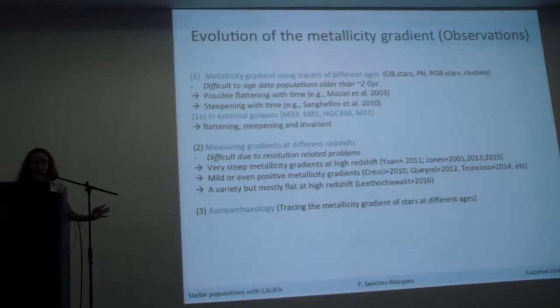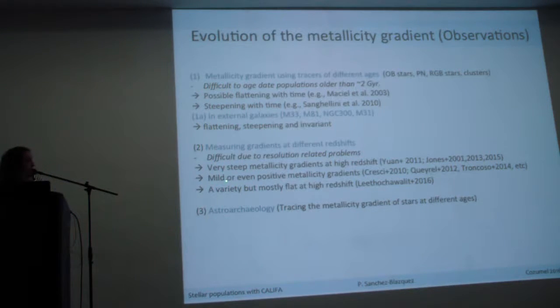Another, in principle more direct, way to measure the evolution of the metallicity gradient is to study the metallicity gradient in galaxies at high redshift, and with this, measuring the metallicity in the ionized gas using the N2Hα tracer. And again, the results are contradictory and different between different groups. So some people have found very steep metallicity gradients in a few galaxies, and some found flat or even positive metallicity gradients in other galaxies.